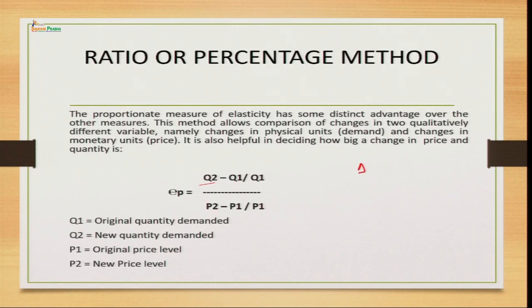This we can also write as delta Q upon Q, over delta P upon P. And we are talking about the price of the same commodity. So we are representing it here for the same commodity. Right, this is how we can calculate what change has taken place in the quantity demanded because of a change in the price of a commodity, right? So this is again a very simple way of calculating price elasticity, and the simple formula can be used to measure price elasticity by the ratio or percentage method.